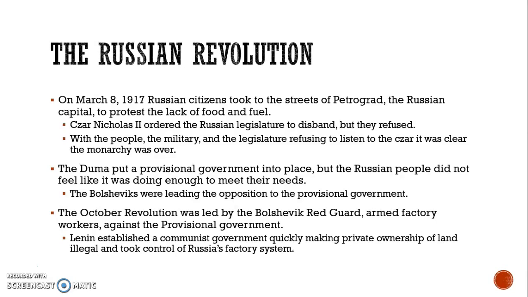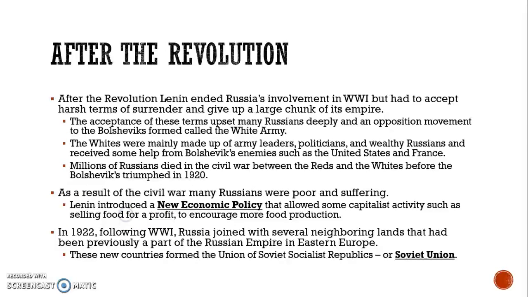The October Revolution was led by the Bolshevik Red Guard, armed factory workers, against the provisional government. Once in power, Lenin established a communist government that made private ownership of land illegal and took control of Russia's factory system, bringing them under government control as well. After the revolution, Lenin ended Russia's involvement in World War I, but there were really harsh terms of surrender, since he had to give up a very large chunk of the empire, mainly Eastern European countries that had been a part of their overall empire.